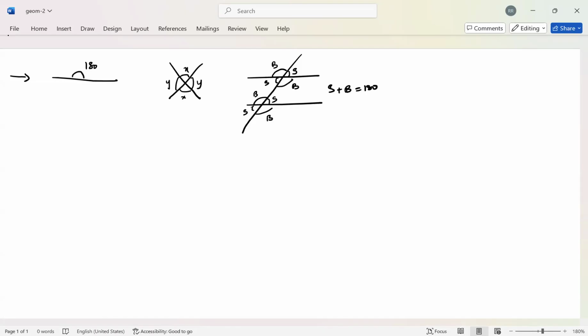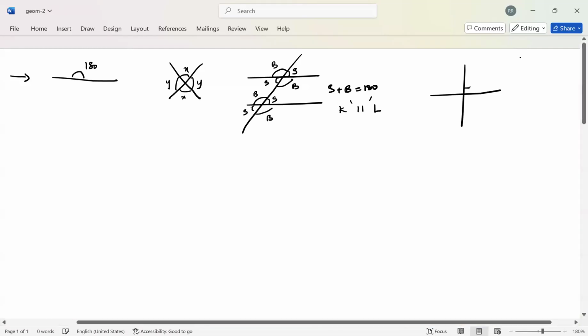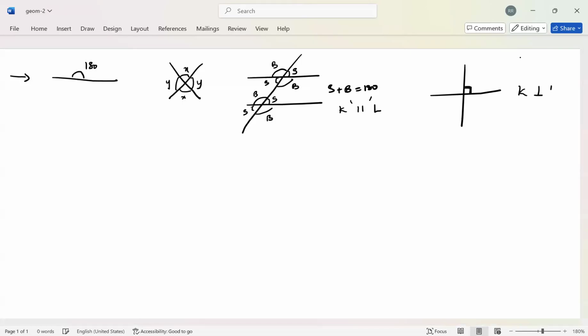And the symbol for parallel lines, to tell that line K is parallel to line L, I can use this symbol. For perpendicular lines, the angle of intersection is 90 degrees. This is the symbol for 90 degrees. This is the indication for perpendicular lines: line K is perpendicular to line L. This is the symbol. Now, coming to triangles.